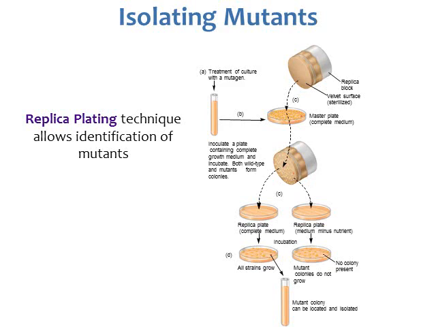Then you incubate those plates, and you can identify the mutant based on whether it grows on one plate and not on the other. All strains grow on the complete medium, whereas the mutant colonies do not grow on the media that's missing a nutrient. So you can pick up that individual colony that grows on one plate and not the other. You know it's a mutant because it grows on one and not the other, and you can isolate it and put it into its own test tube or broth.